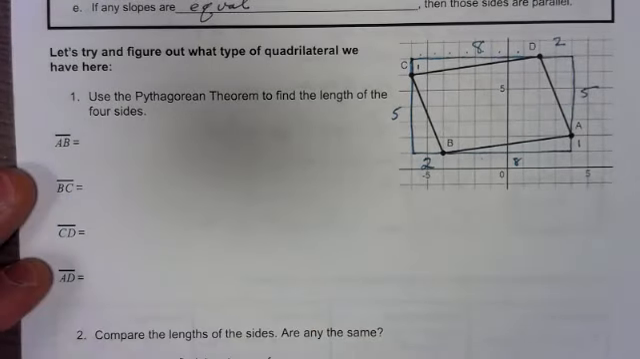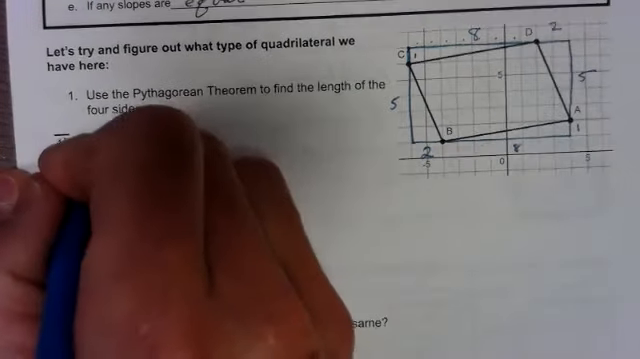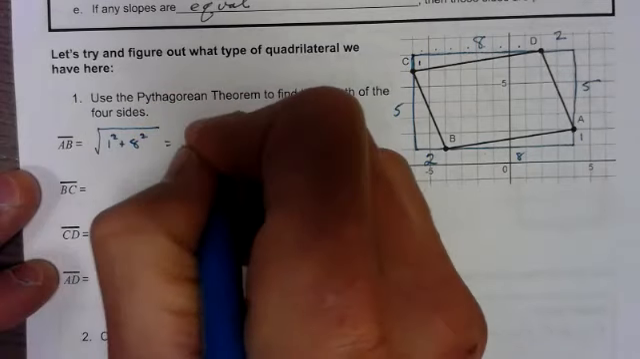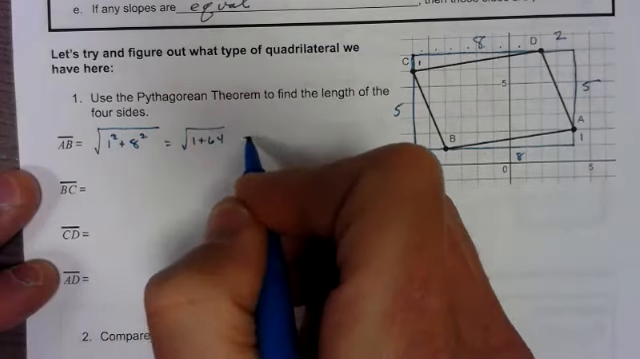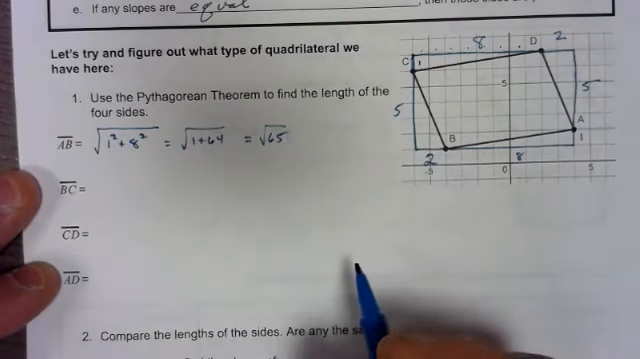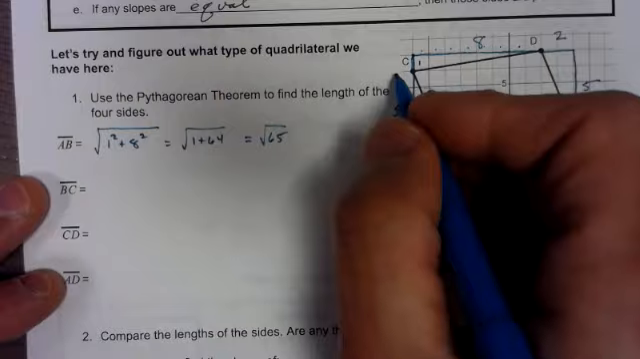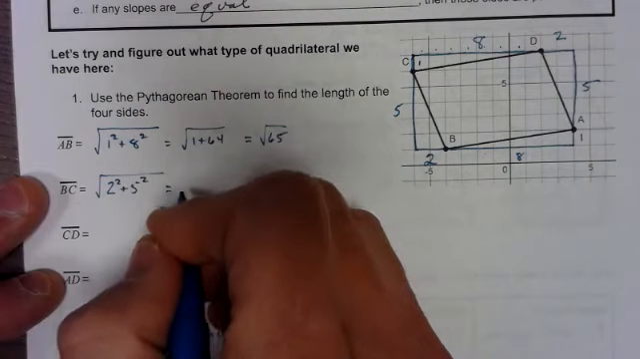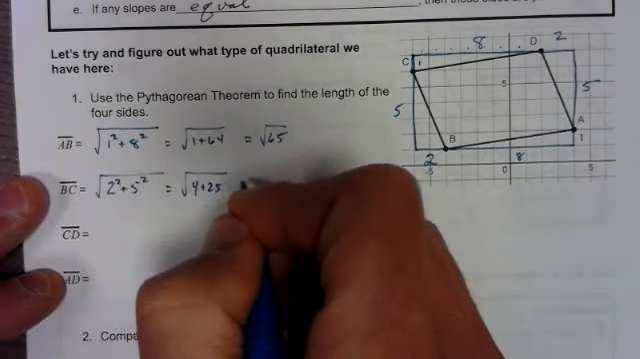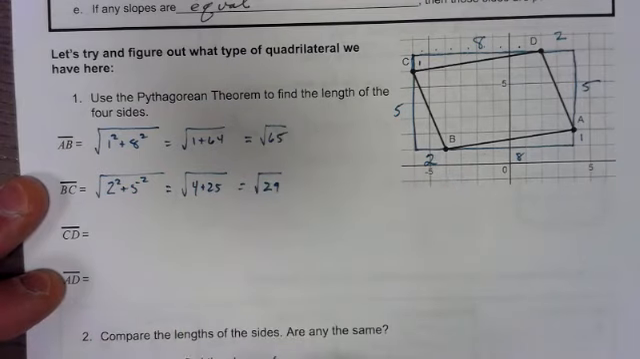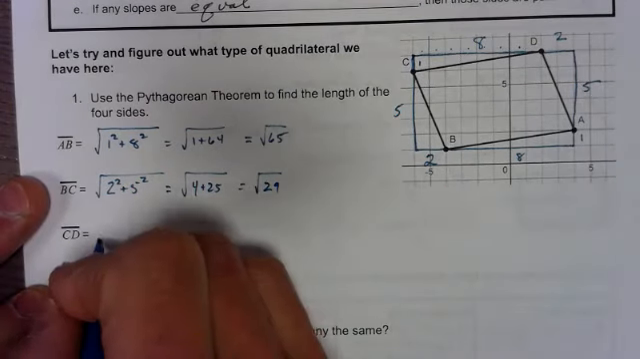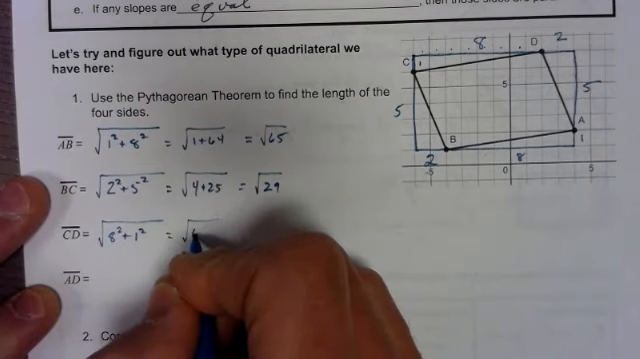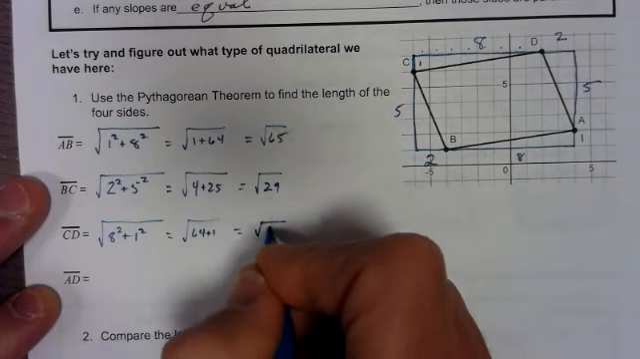So AB, right away, A to B is going to be the square root of 1 squared plus 8 squared, which equals the square root of 1 plus 64, which is equal to the square root of 65. BC, square root of 2 squared plus 5 squared equals the square root of 4 plus 25, which is the square root of 29. CD, same thing, 8 squared plus 1 squared equals the square root of 64 plus 1, which is equal to the square root of 65.